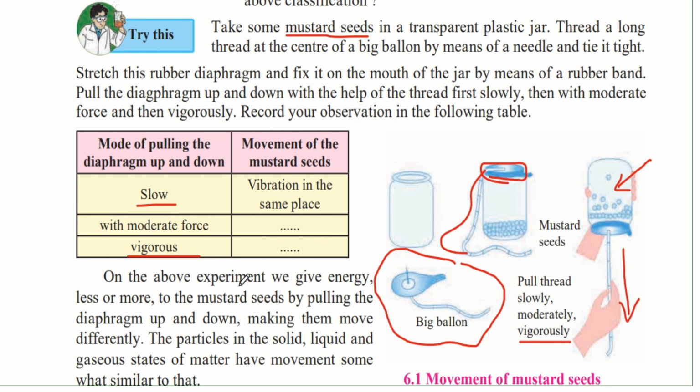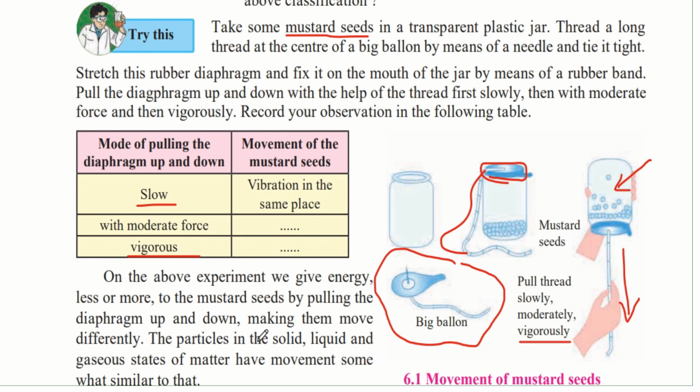In the above experiment, we give less or more energy to the mustard seeds by pulling the diaphragm up and down, making them move differently. So when you are moving this string, you are transferring the energy that you are putting in the string to the diaphragm, and that diaphragm transfers the energy to the mustard seeds on it. Therefore, that causes them to move. And the more energy and force you put, the more the mustard seeds will vibrate and move.